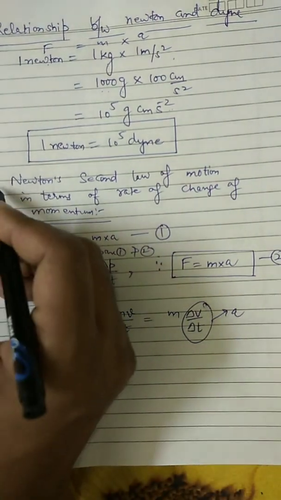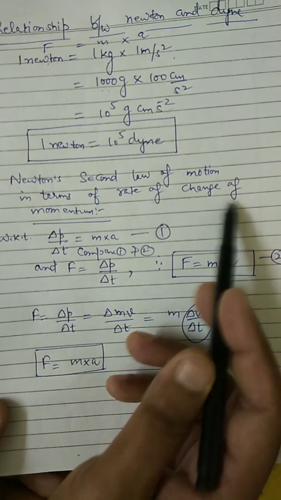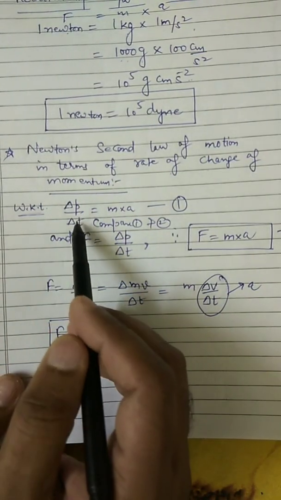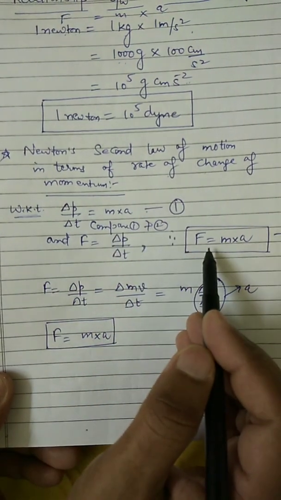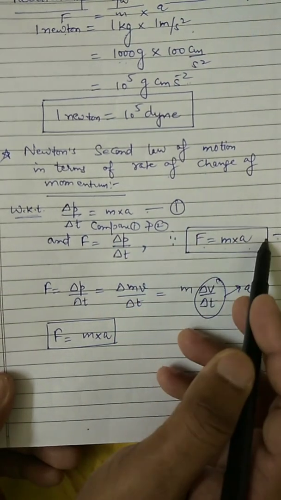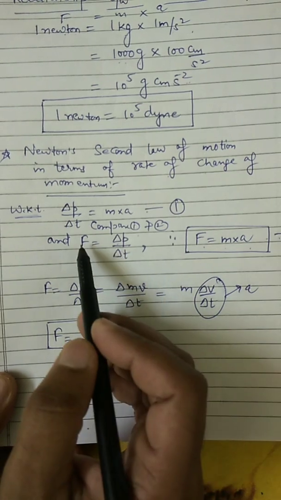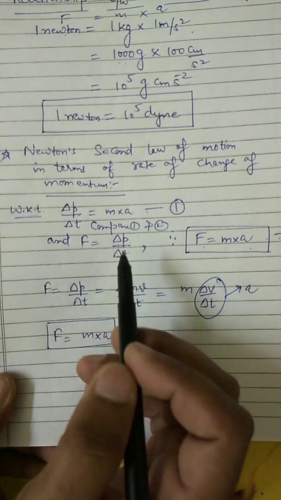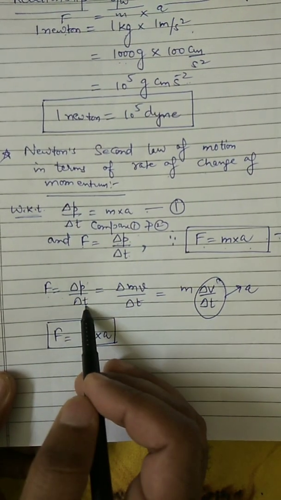The next topic is Newton's second law of motion in terms of rate of change of momentum. So this we know that delta P upon delta T is equal to mass into acceleration. And this also we know, force is equal to mass into acceleration. Now compare 1 and 2. So force is equal to delta P upon delta T. Now this force is the external force which is equal to the rate of change of momentum.